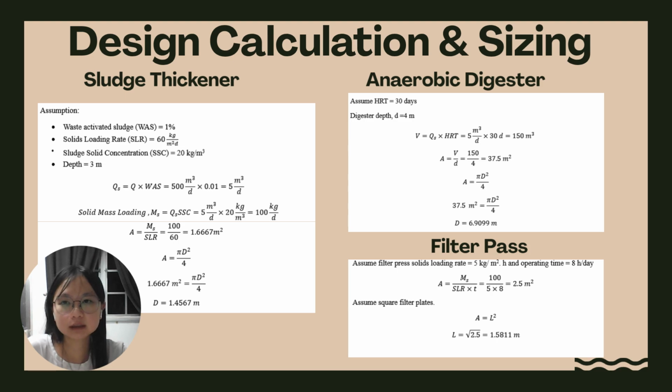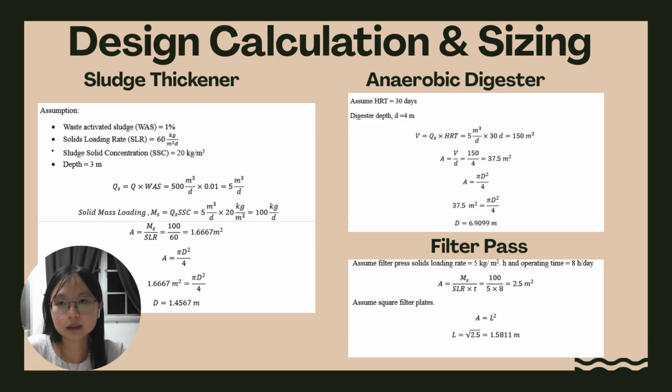For the sludge thickener, by using some assumption, we can calculate that the area equals 1.67 meter square and the diameter equals 1.4567 meter. For the anaerobic digester, we assume the HRT equals 30 days and the digester depth equals 4 meter. By using this value, we can calculate that the area equals 37.5 meter square and the volume equals 150 meter cube. Last, for the filter press, we assume that this press is the square filter plate.